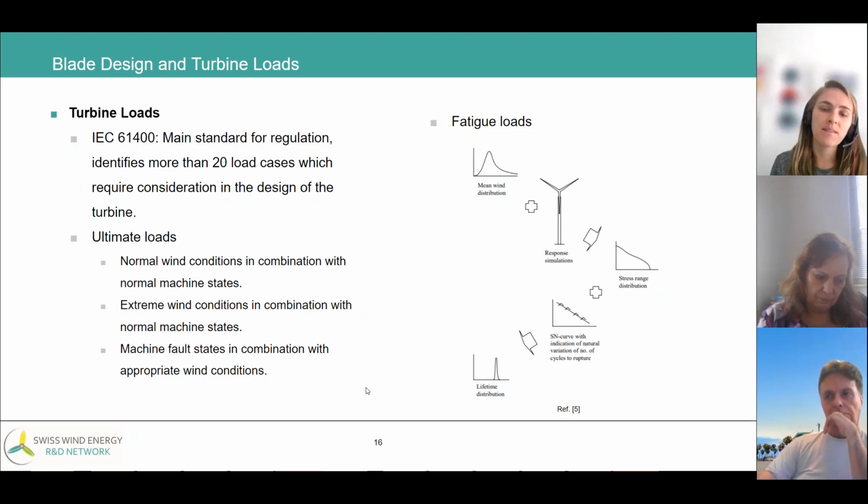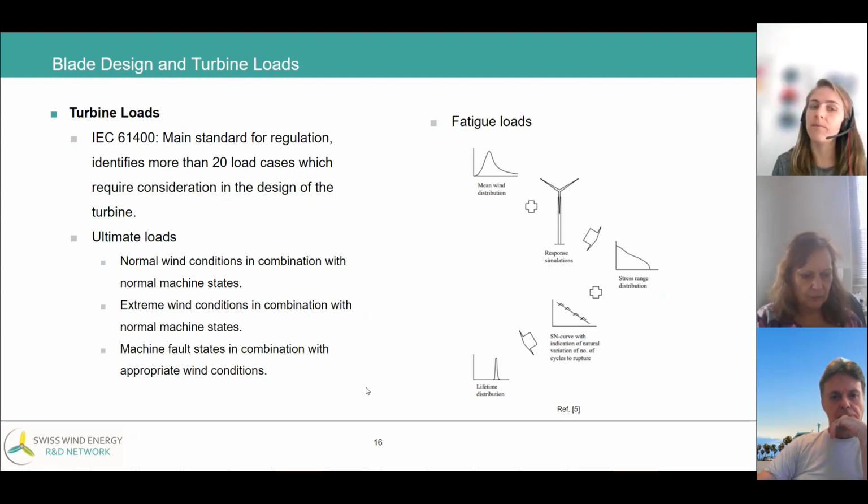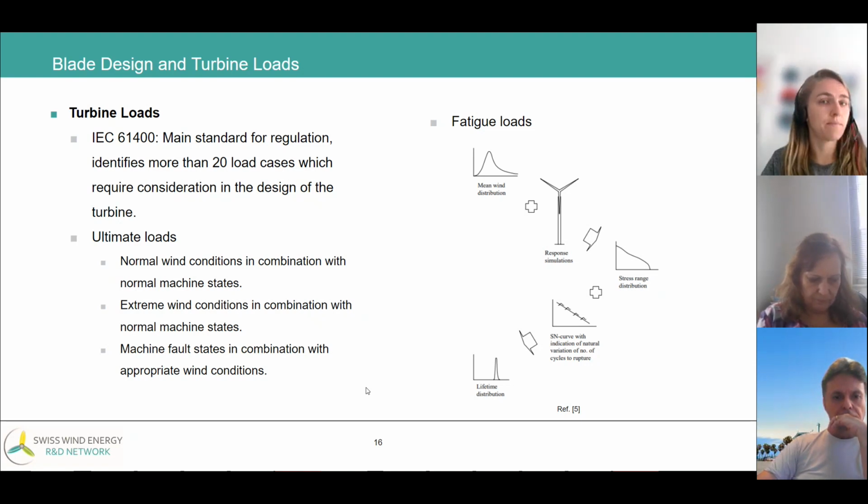And then sometimes, even if you have the best design, a very efficient blade, if the blade cannot operate in extreme conditions, and you cannot prove that this blade can operate there, you simply don't have a blade. You need to start your design again. And this is what is done in the calculation of loads.